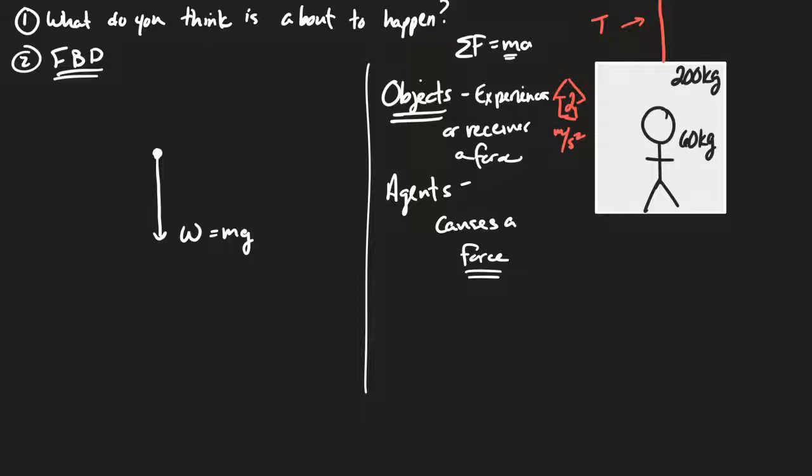Now, I note to draw this arrow as an arrow that is greater than the weight. This is because, based on question number 1, what do I think is about to happen? I think the cable is going to pull up on the elevator more than the weight is pulling down. I was told the elevator accelerates. So I am accepting the idea that it is the tension that causes the acceleration.